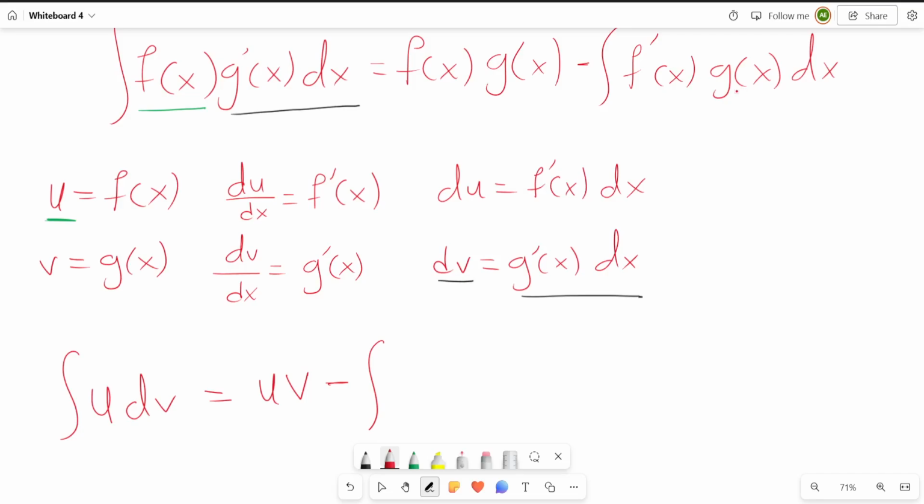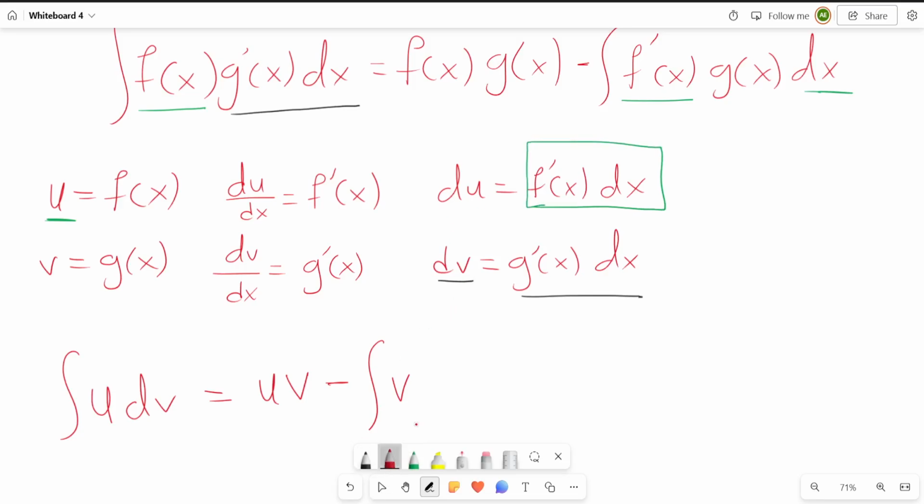Okay, let me write g of x first. So what is g of x? G of x is basically v, so it's integration of v. And then what is the integration of f dash of x dx? What is f dash of x dx? F dash of x dx is basically du.